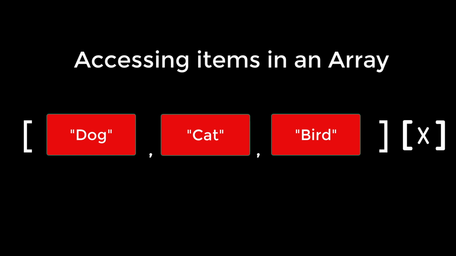Inside those square brackets where the X's are, we would be putting a number. The number would be the location number of each item in our array. In coding, we start counting with the number 0. So 0, 1, 2, since we have 3 items in our array. If we wanted to access dog, we'd be putting 0 inside the brackets.